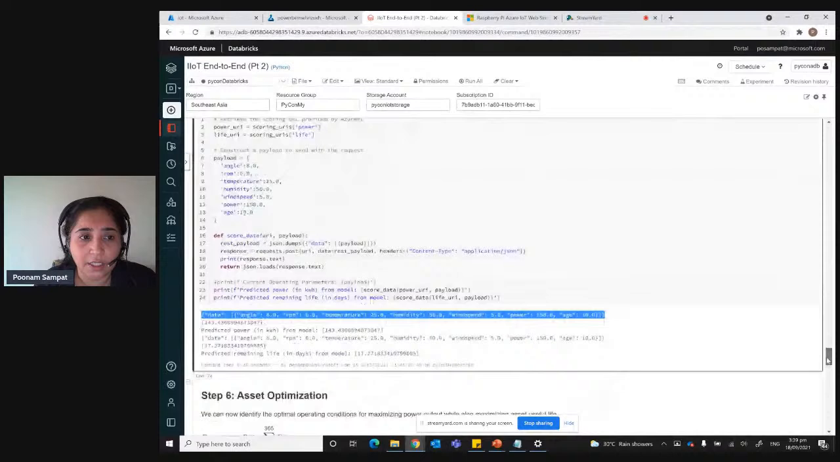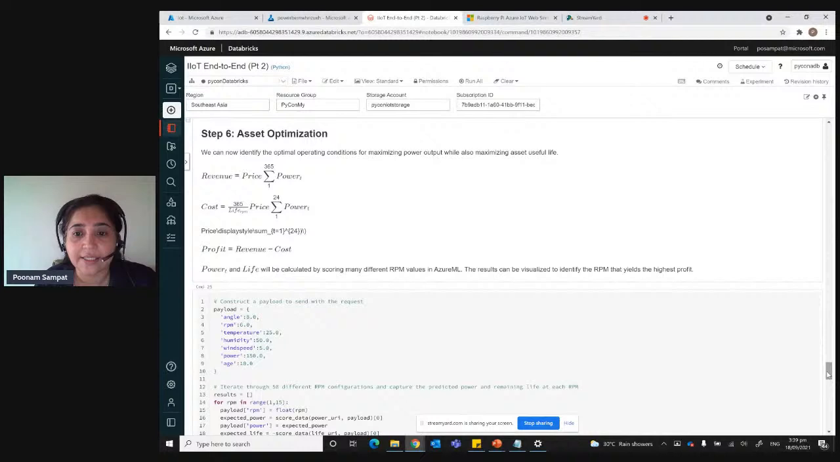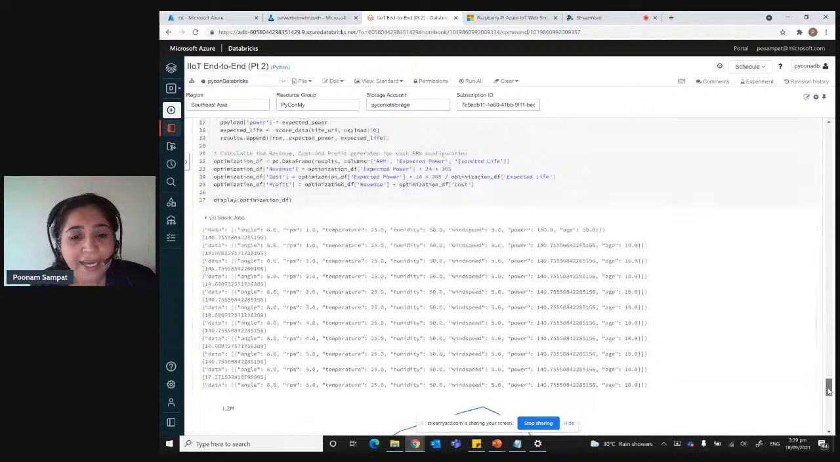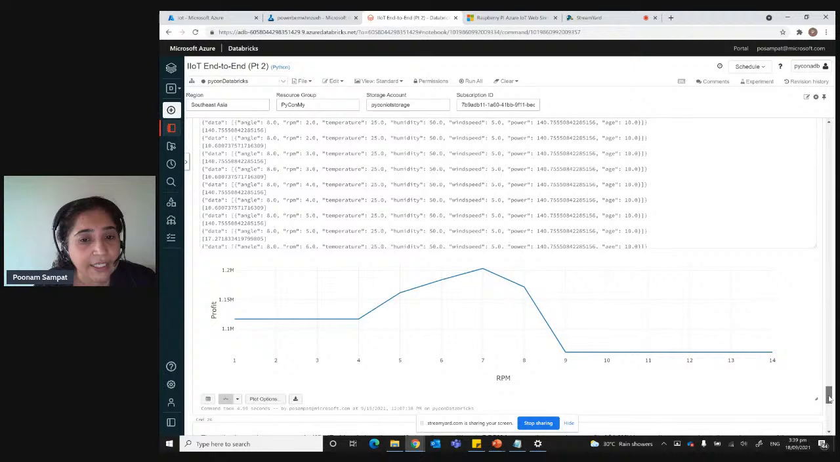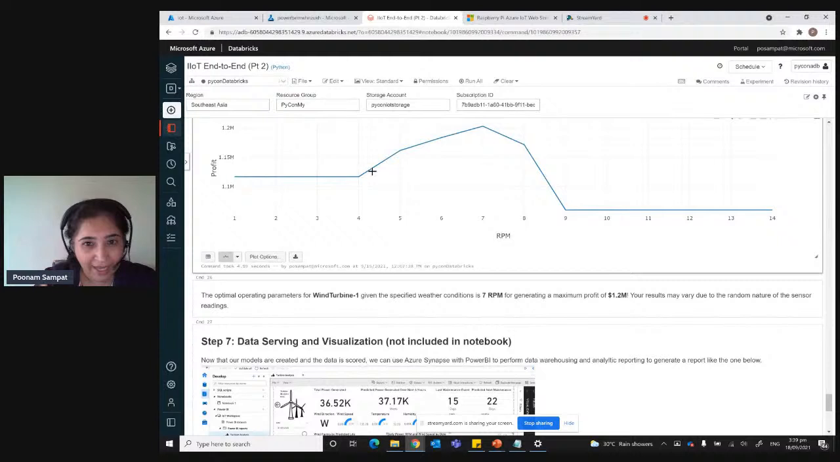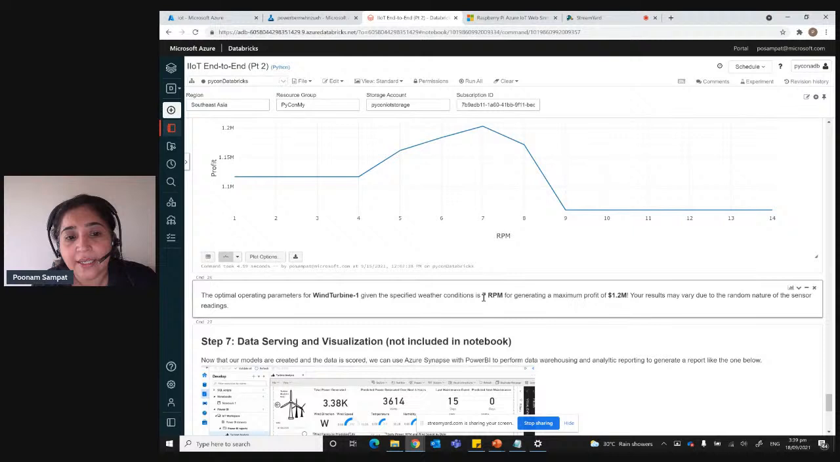And then I'm doing some optimization models. I'm not going to get into the data science aspects of it because that's not part of the topic today. But I want to show you what our end goal was: to know what RPM I need to maintain and what the optimal price will be. You can see I have had multiple runs with the simulated data, and I've been able to say that if I keep the speed at 7 RPM, I would get a maximum profit of $1.2 million. So this is the final outcome.